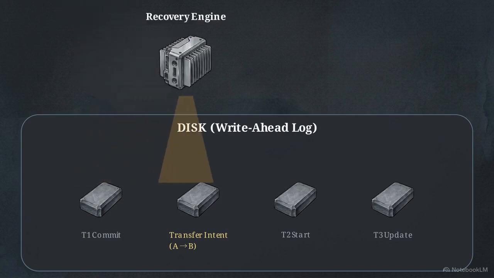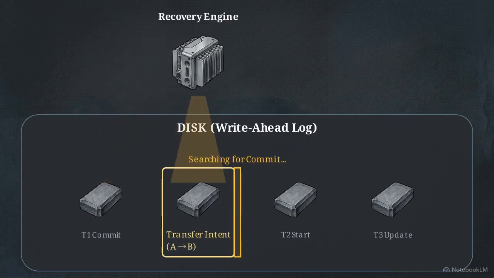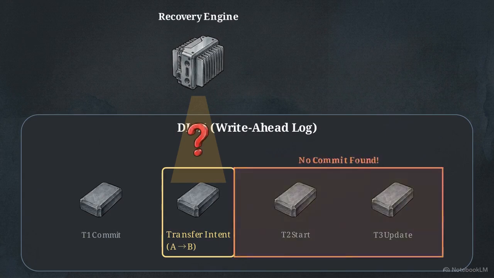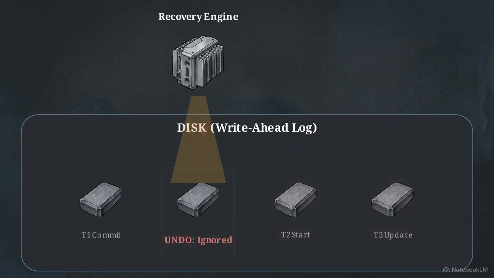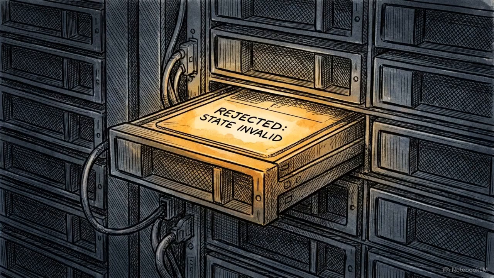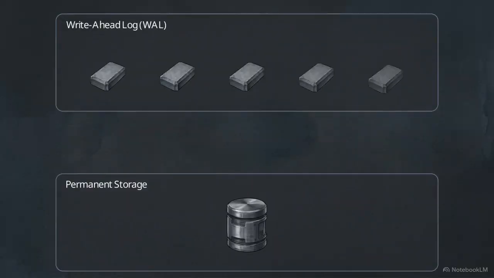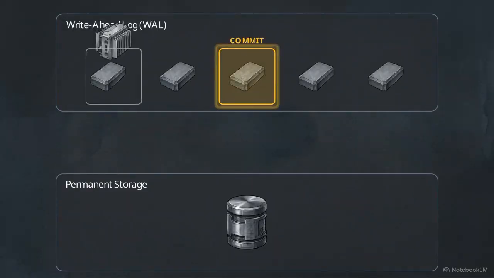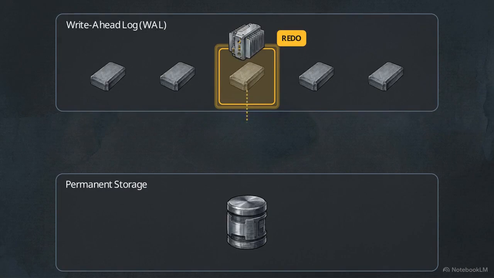Scanning the log, it finds the transfer intent, but no commit marker. Recognizing the transaction never finished, the engine performs an undo, completely ignoring those changes. This ensures that incomplete work is never mistaken for the final state of the data. In a different case, where a commit marker was logged but power died before disk updates, the engine initiates a redo. It takes the logged values and applies them directly to the permanent disk.